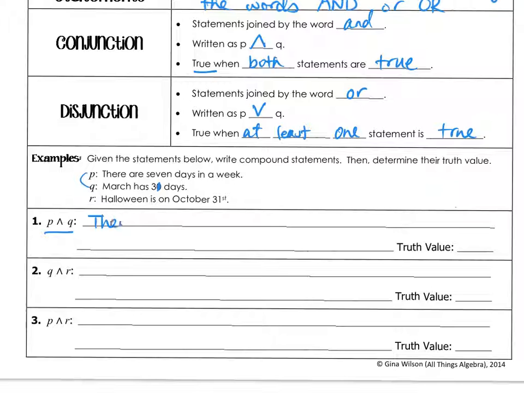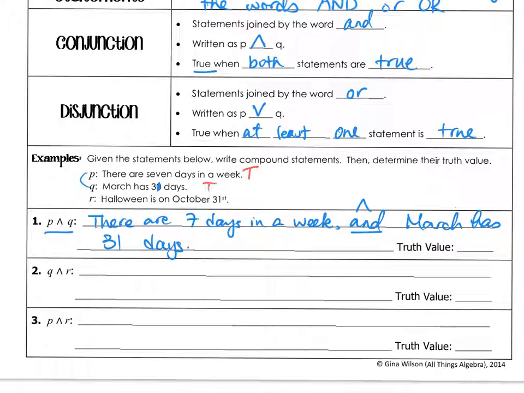So all you need to do is copy down the first statement. There are 7 days in a week, and that represents that little hat, right? And March has 31 days, right? And we know that this is a true statement, this is a true statement. So when we are joining two true statements together, we end up having a truth value that's T, that's true.